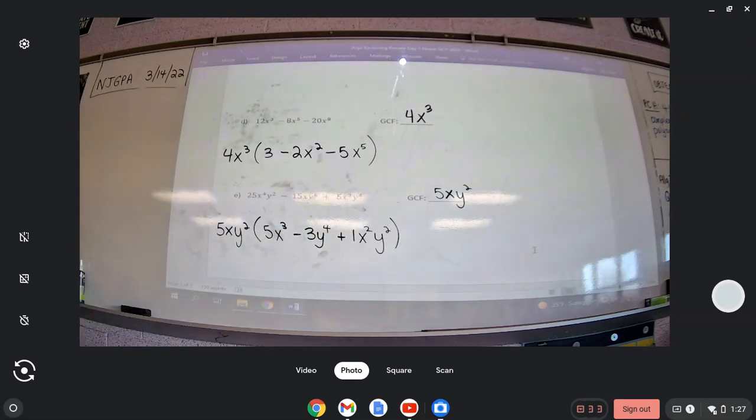So guys, they can keep adding variables. It's all about just subtracting the exponents out. All right, you can figure it out.